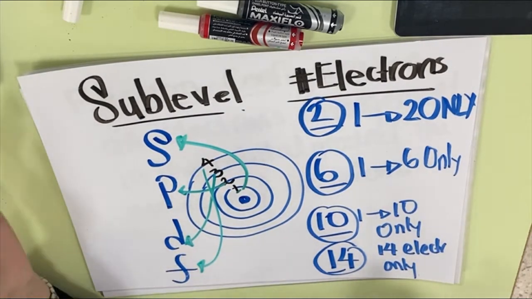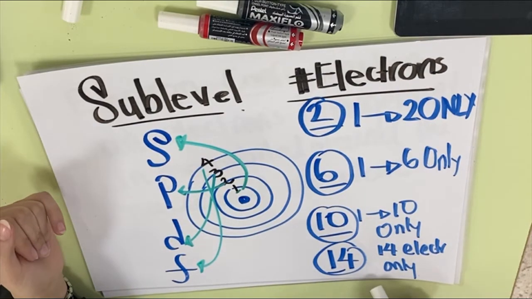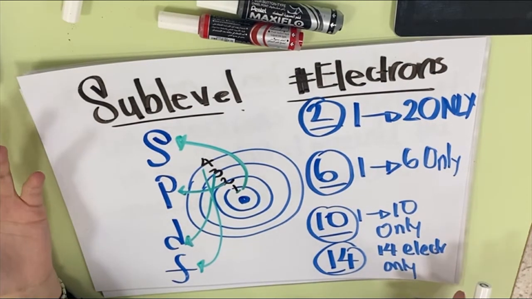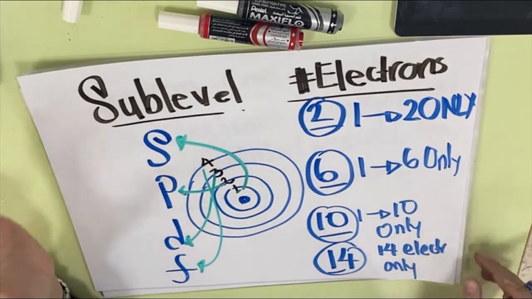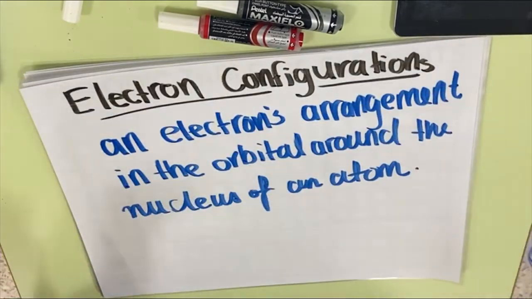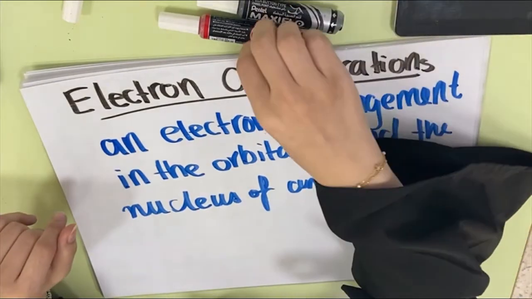Okay, but you told us the numbers. What's the point? How will we use them? Why do we need them? Well, we'll be using them in electron configuration. But what is electron configuration?